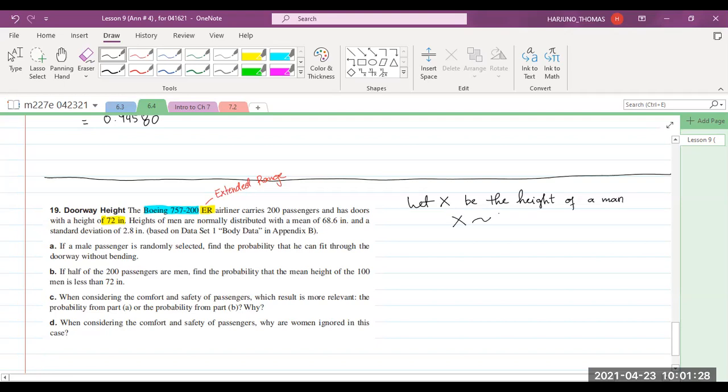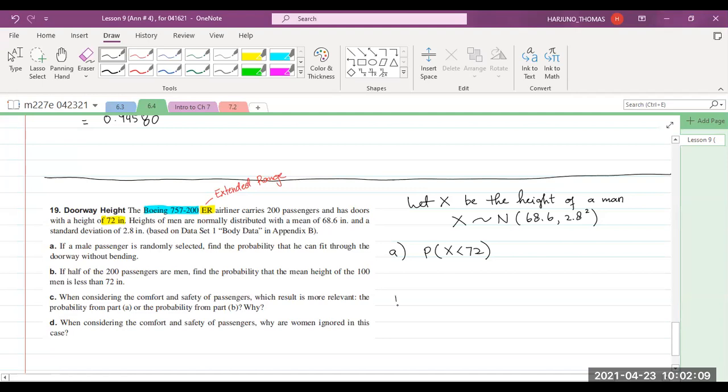Now this height is normally distributed with mean 68.6 and standard deviation 2.8. So the variance is 2.8 squared. So part A: if a male passenger is randomly selected, find the probability he can fit through the doorway, which is 72 inches, without bending. So what is the probability that a randomly selected male has height less than 72? Only one person.